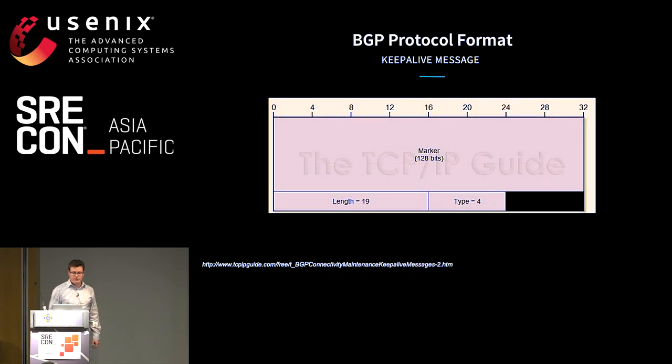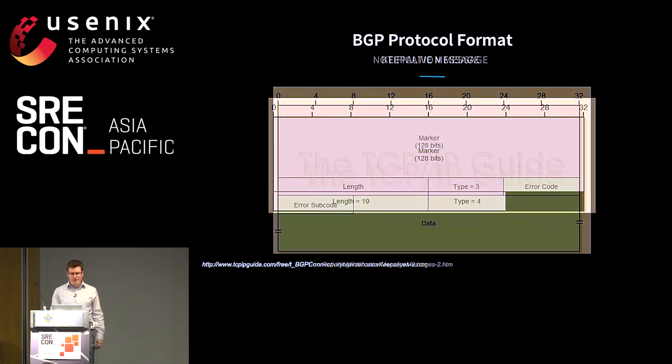Next one is the simplest. It's a keep alive message, which basically says, yes, I'm still here. And this works in conjunction with the hold time. If the hold time might be a couple of seconds, you're sending this keep alive message every couple of seconds to say, hey, I'm still here. And all it is is the header. So it has the marker, the length of the message, and then the type. The keep alive message is type number 4, and that's all that's sent.